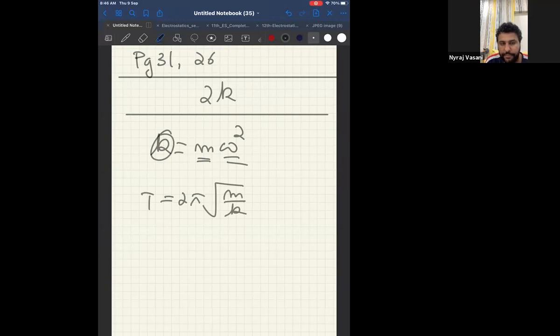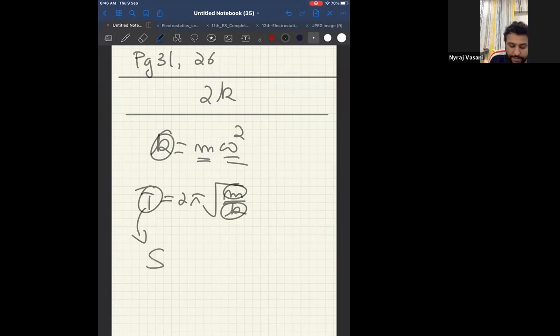Correct? Now, does time period depend on length? Any formula for oscillation of time, does it depend on length? Not directly, not inversely. Does mass depend on length? Not directly, not inversely. Therefore, K has a subtle relation with length. That means case to case basis it has.